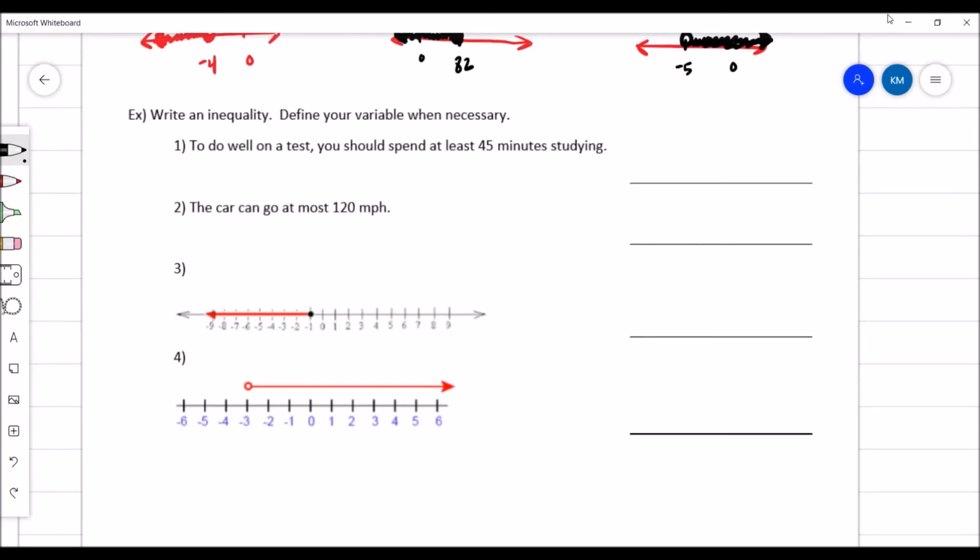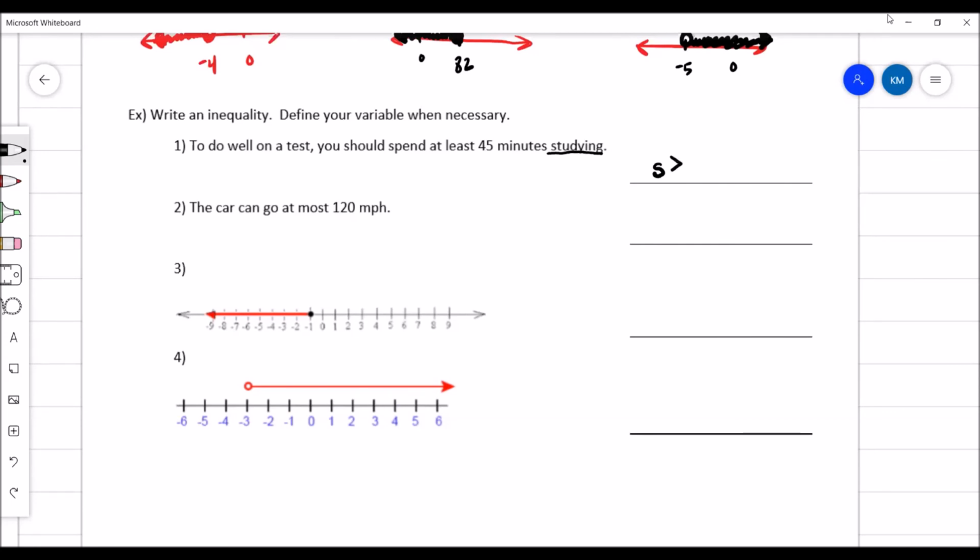It says, to do well on a test, you need to spend at least 45 minutes studying. So time studying, I'm just going to use S. So here it says at least 45 minutes studying. It's important that with "at least," you have to think when you're writing these inequalities, if I did just that, does it work? So you're basically trying to think of, is it "or equal to"? Because you want your time to be more than 45.